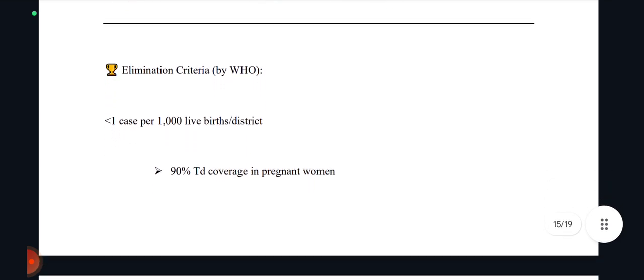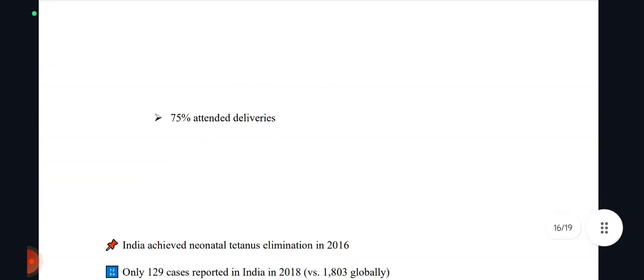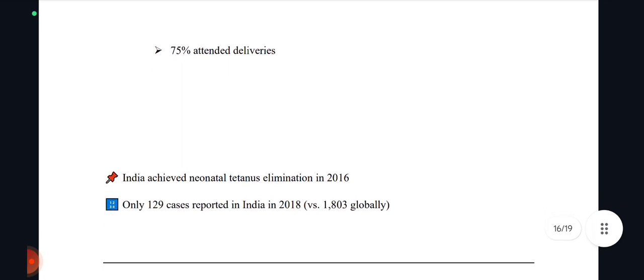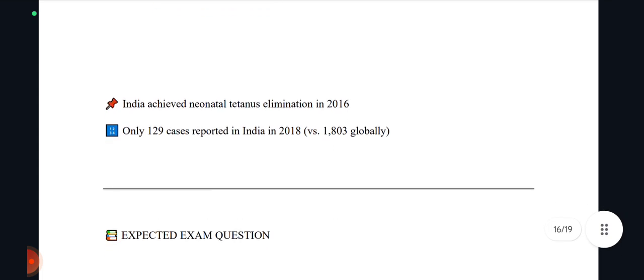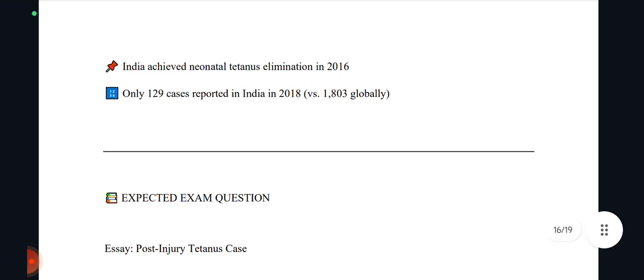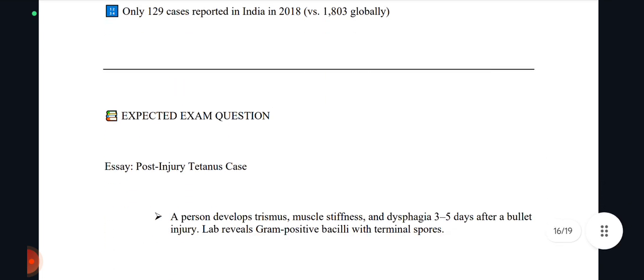Now, what is the elimination criteria by WHO? Less than 1 case per 1,000 live births per district will be considered as elimination, along with 90% TD coverage in pregnant women and 75% attended deliveries. All these contribute to the elimination of tetanus. India achieved neonatal tetanus elimination in 2016. Only 129 cases were reported in India in 2018 versus 1,803 globally.